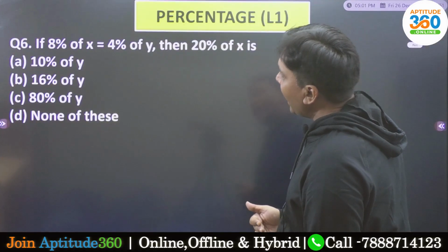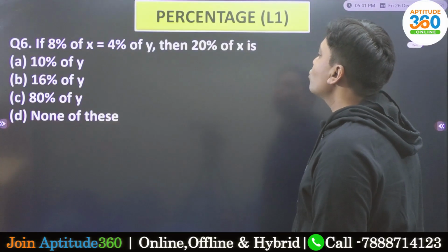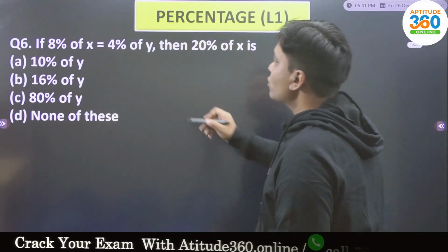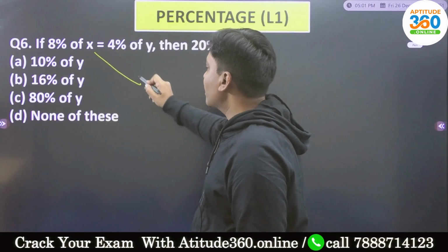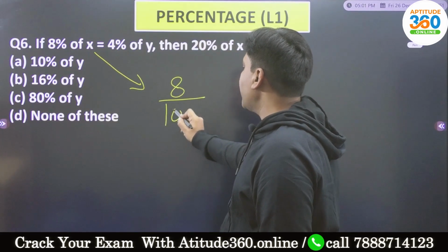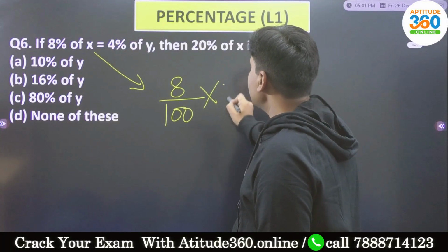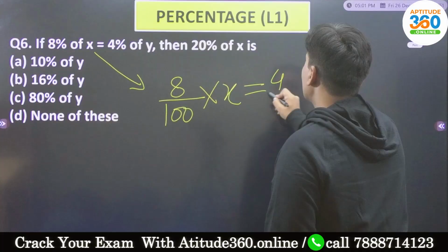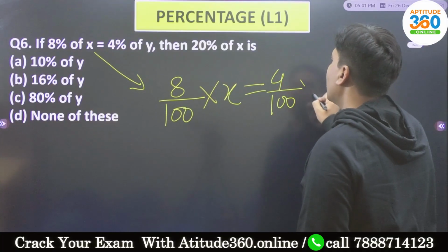If 8% of x is equal to 4% of y, then 20% of x is what? So first of all, let us simplify this thing out here. 8%, how do you write 8%? 8 by 100 percent is equal to 4%. So 4% is what? 4 upon 100 into y.